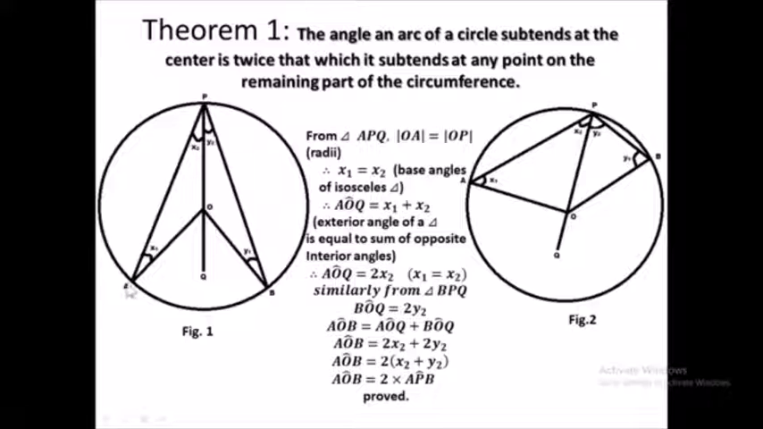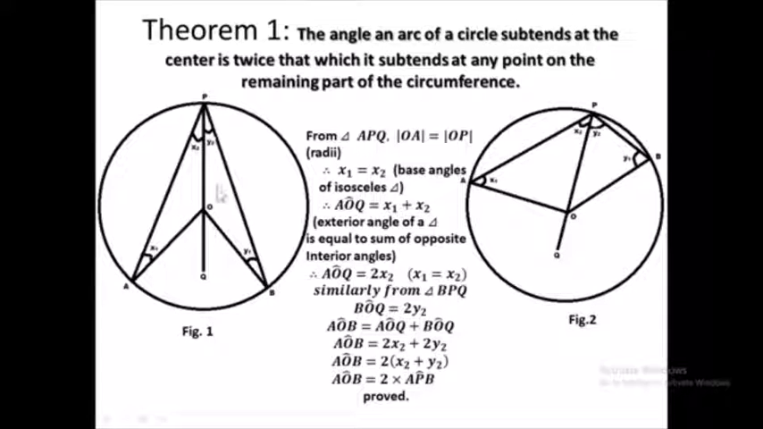So from that triangle, you can get this angle AOQ, this angle outside the triangle, by adding this x1 and x2 together. The reason is that the exterior angle of a triangle is equal to the sum of the opposite interior angles, and that's what we saw the other time. So this angle here is going to be x1 plus x2. But we said that x1 is equal to x2, so you can replace x1 with x2. That means we'll be having x2 plus x2 here, which will give us 2x2. And that's why this angle AOQ is 2x2.